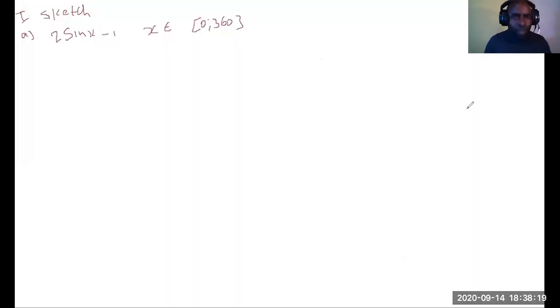So we have our first question here, which is asking us to sketch 2 sine x minus 1, meaning y equals 2 sine x minus 1. So now here, the period is equal to 360. If we divide by 4, we will get 90 degrees, which means we can have our critical values. Let's make a table. I've got x and we have got y.